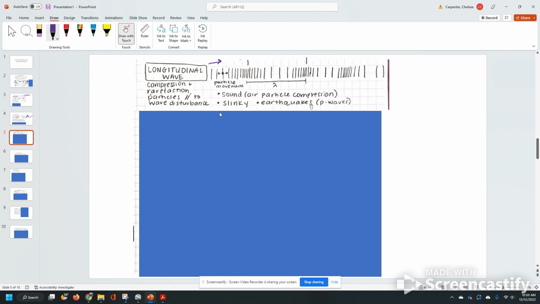Sound is a longitudinal wave. If you are talking over here, what you're doing is compressing air molecules together. That compression is traveling through the air. I talked about the slinky already. And then there's certain types of earthquake waves, P waves, that travel longitudinally.